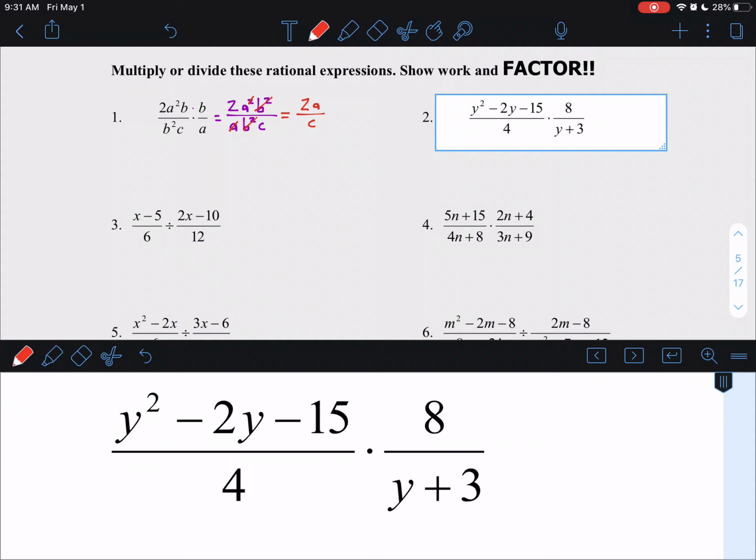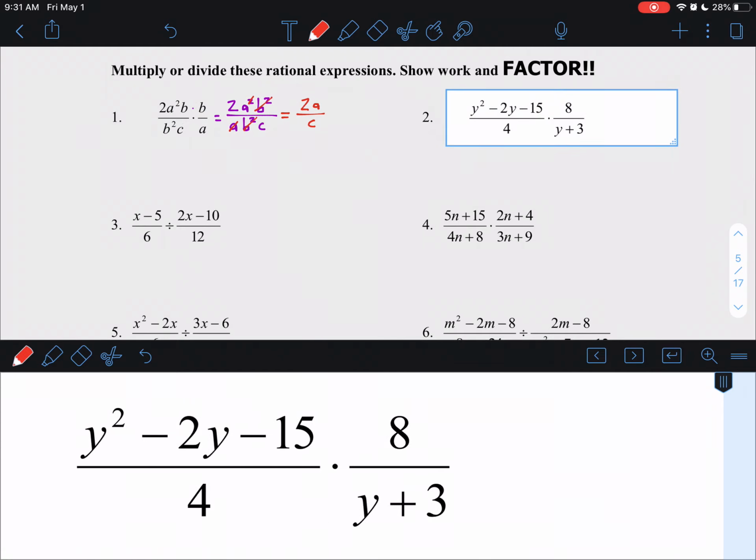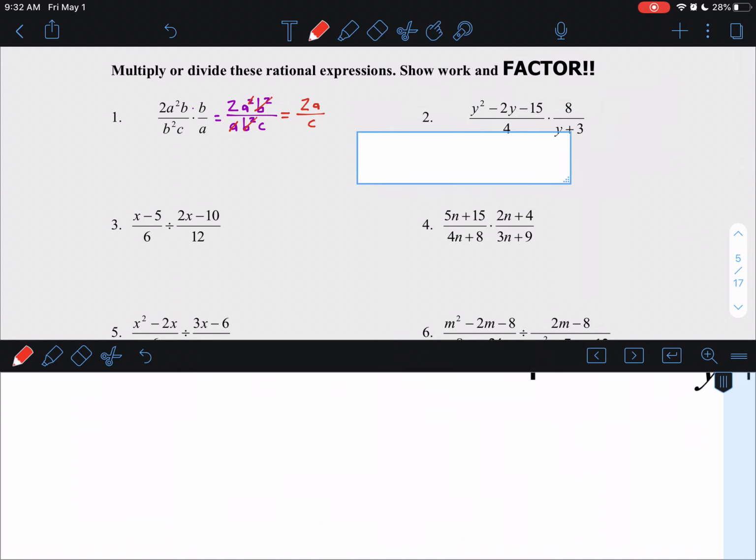But I don't want to distribute that 8 to everything because I know some things are probably going to cancel out just like they did over here. So instead, what I'm going to do is factor this y squared minus 2y minus 15 first. So when I do that, let's see, I'll bring it over here.